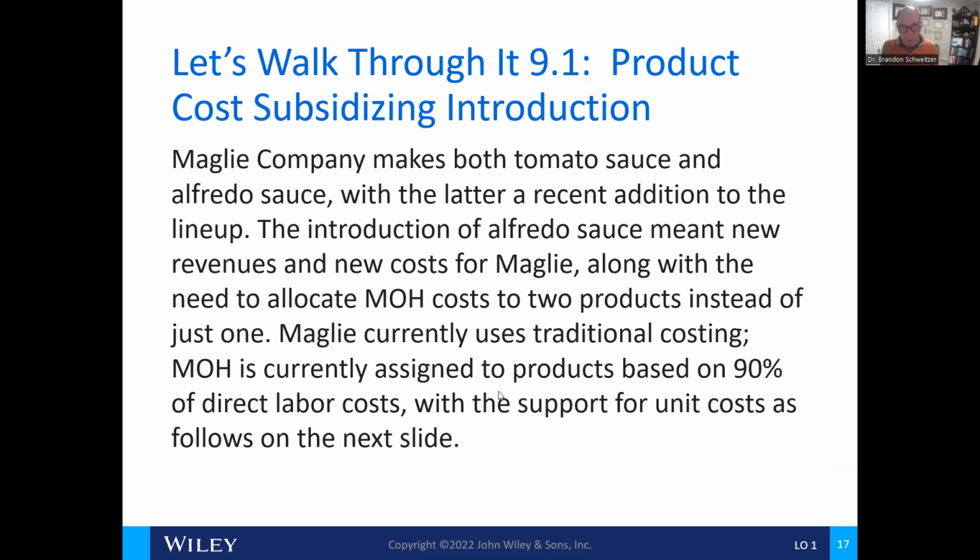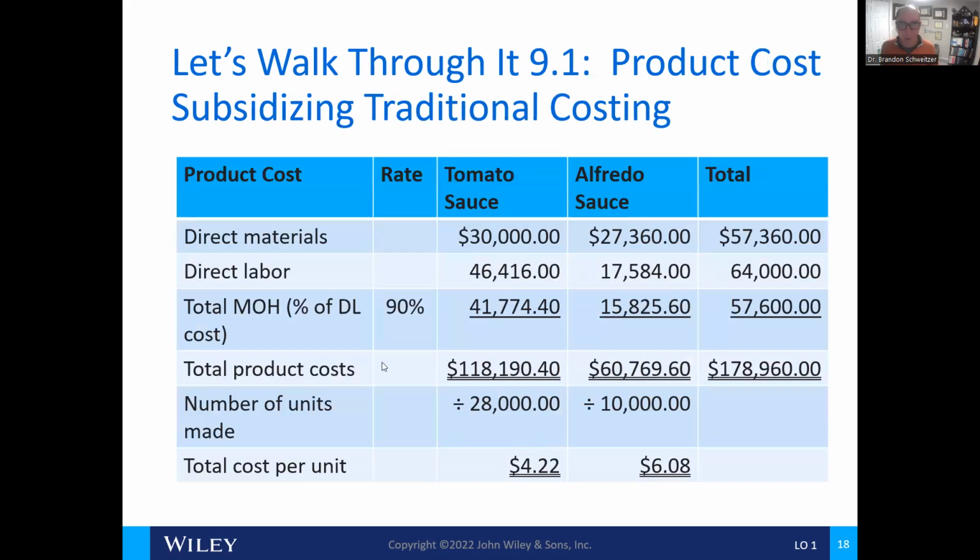So here we have an example. This company manufactures tomato sauce and Alfredo sauce. And the company has been using the single rate method in applying manufacturing overhead to its products. So we want to be able to understand this through this example. The manufacturing overhead is currently assigned at 90% of direct labor costs. So let's take a look at the data.